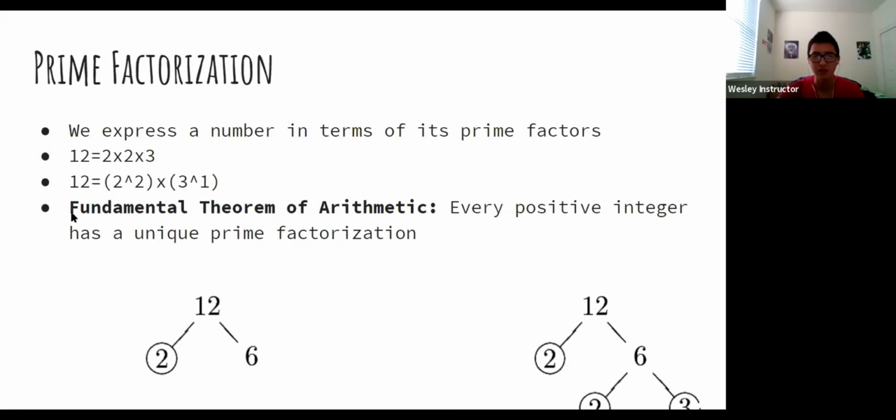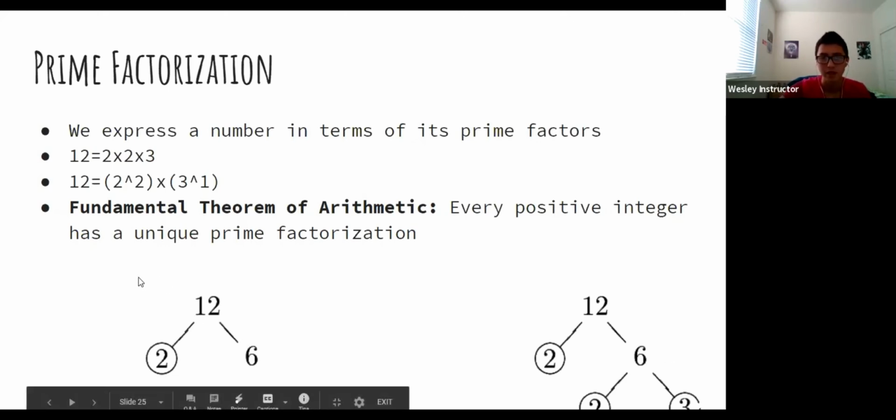And I've actually never heard of this before, but the book calls it the fundamental theorem of arithmetic. Every positive integer has a unique prime factorization. So if you find the prime factorization of all numbers, they're all going to be different.